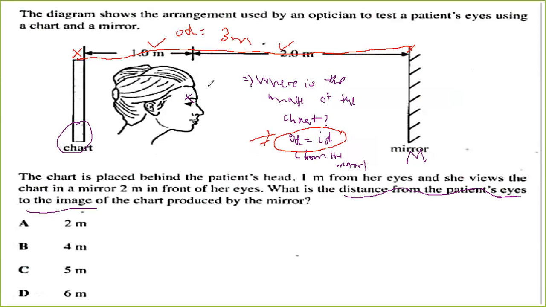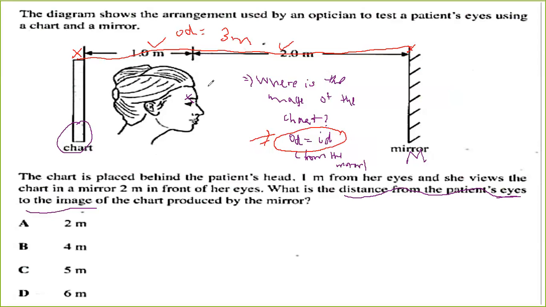So if my object distance is 3 meters, and my object distance must be equal to my image distance, what is my image distance? Why are we adding? Equal. Object distance is 3 meters, so image distance is also 3 meters.